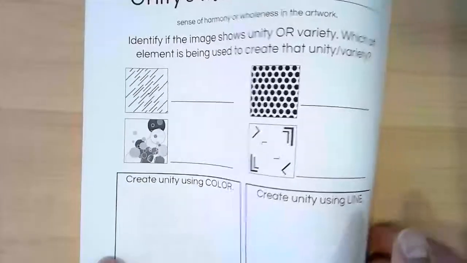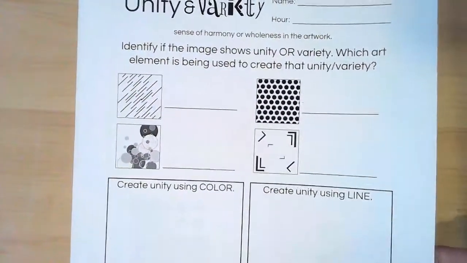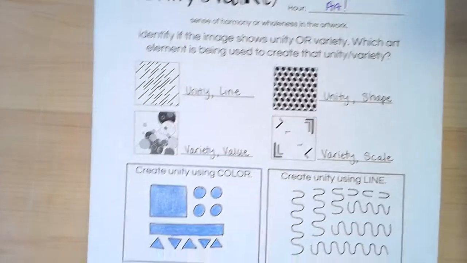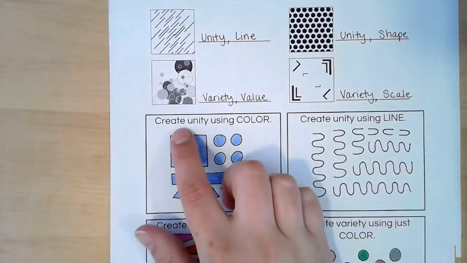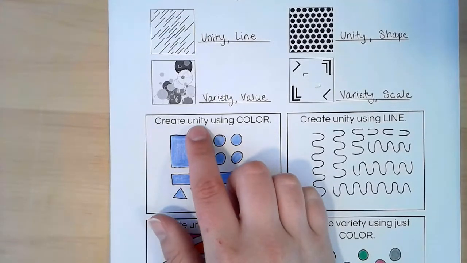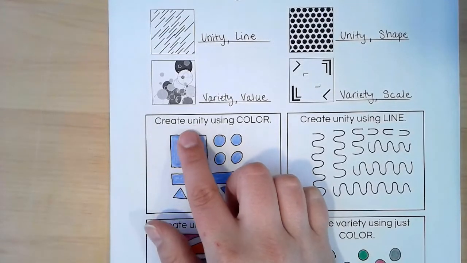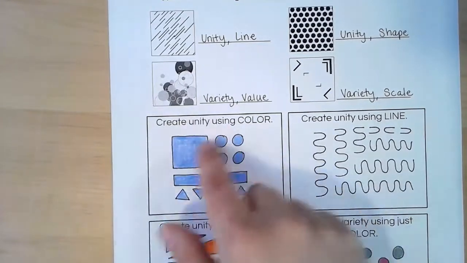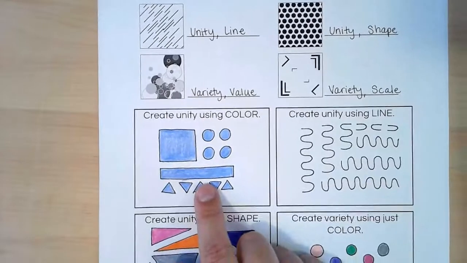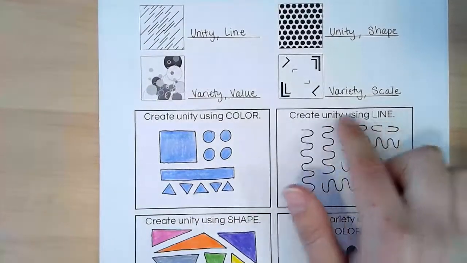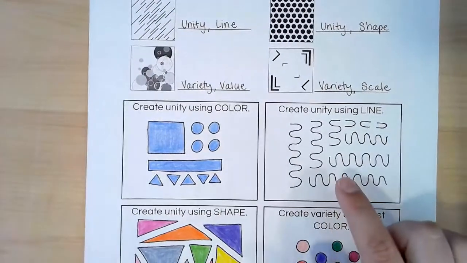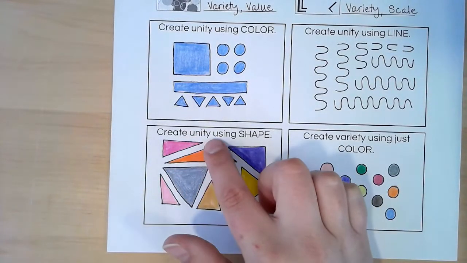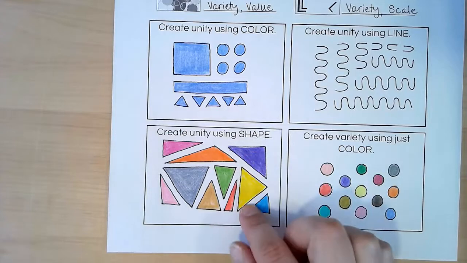In the bottom part, you are going to be creating unity or variety. So this first one is you're creating unity using color. So the unifying factor between whatever you're drawing is color. The only thing that ties these things all together is the fact that they're all the same color. The unifying factor between whatever you draw here is that they have very similar line quality. Create unity using shape. So all the shapes are the same.